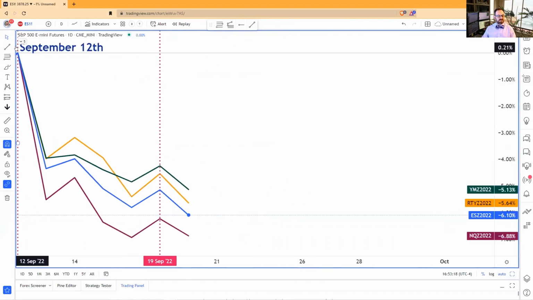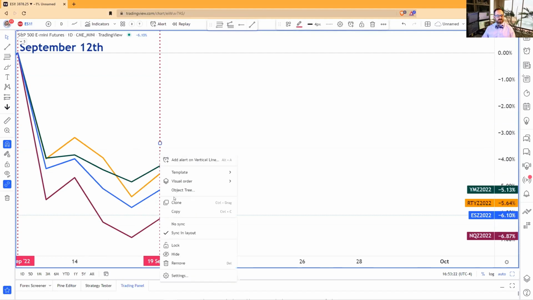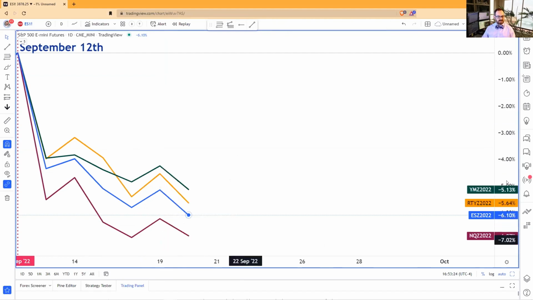12th. So if we look at the decline that we've been having here, you can see the NASDAQ, which is in that darker purple or magenta color, and you see the legend over here on the right. That's been dropping further and faster than the other markets have. The Dow, as a matter of fact, is not moving down nearly as much.